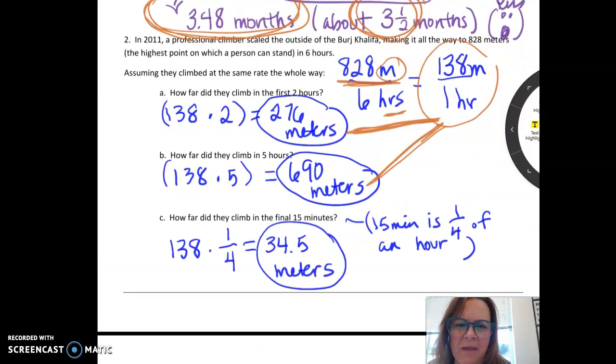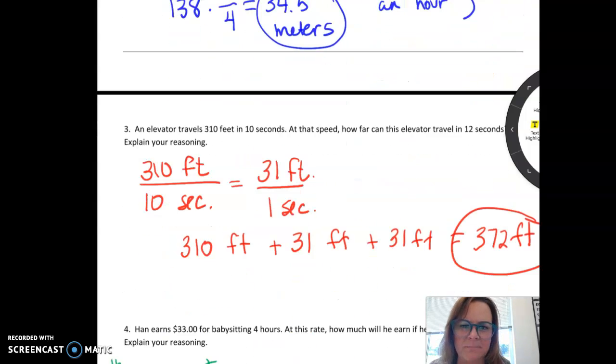How far did he climb in the final 15 minutes? Well, it doesn't matter if it's the first 15 minutes or the 14th 15 minutes or the final 15 minutes. He's climbing that same rate. And so 15 minutes is a fourth of an hour. So he's going to climb 138 meters in a fourth of the hour. So that would be 34.5 meters.